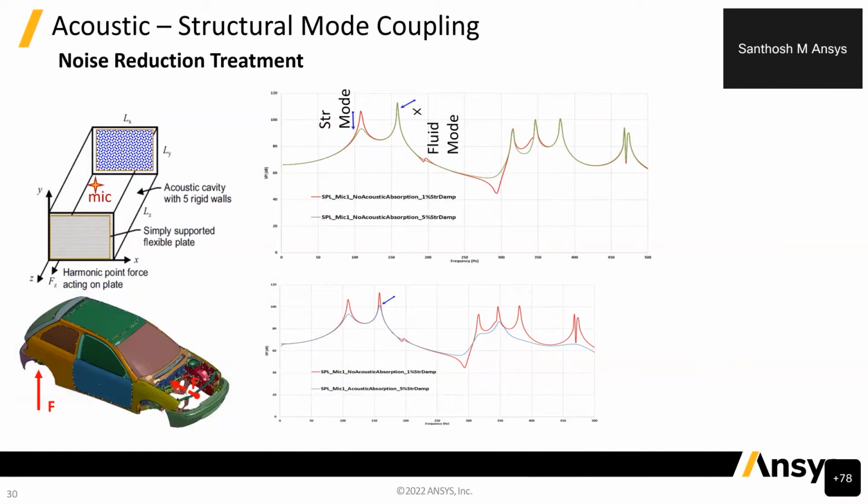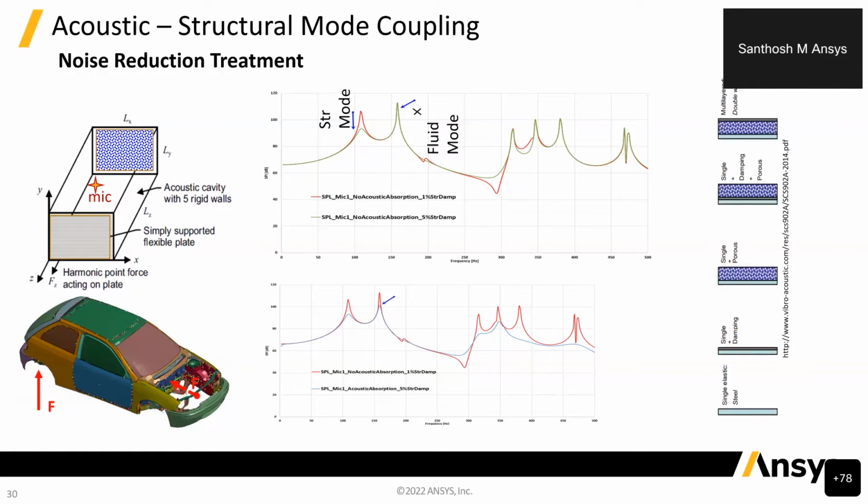This can also be used to design the in-cabin acoustic performance. Let us assume the panels are vibrating. If you put a mic here, we will see some resonance peaks. Some peaks are due to the structural resonance. Some peaks are due to the fluid resonance. Say, for example, if you want to reduce the noise at this particular frequency, this is due to the structural mode.